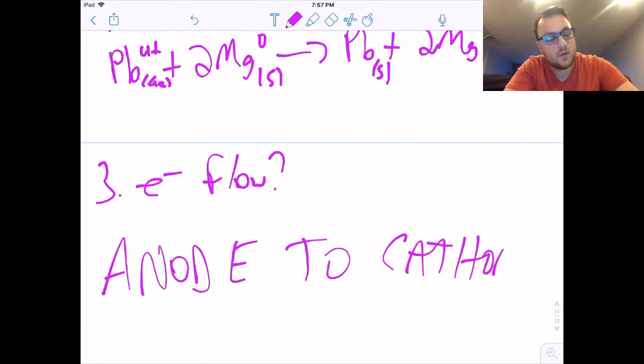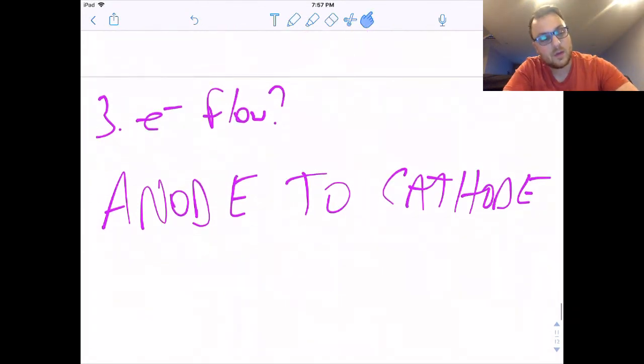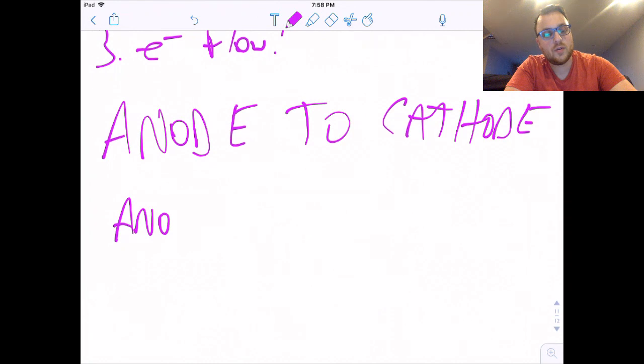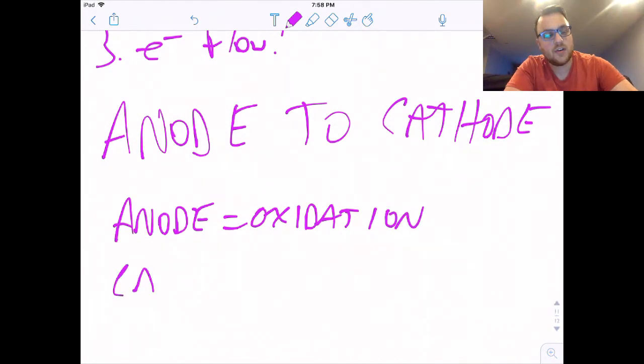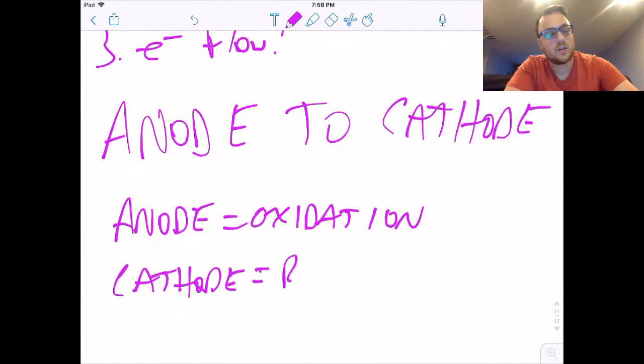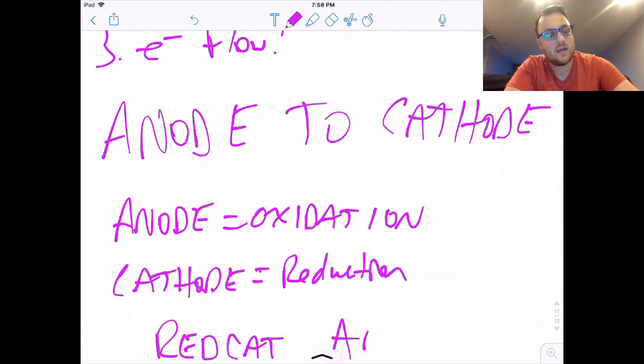What if there's other questions about anode and cathode? There's an acronym for this. The anode is where oxidation occurs, and the cathode is where reduction occurs. Red cat and ox. Reduction is cathode. Anode is oxidation.